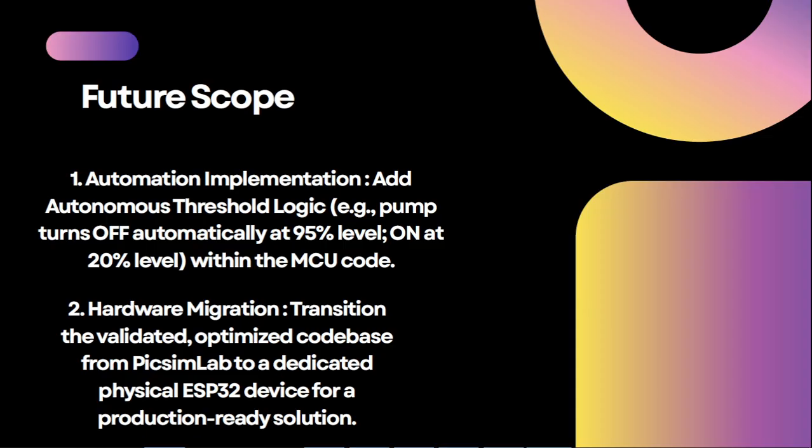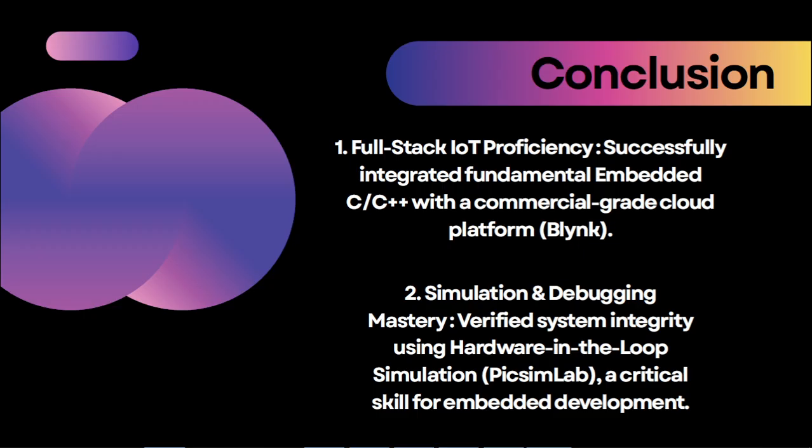And the second one is the hardware migration. The ultimate step is the transition of the validated, optimized code base from the PicsimLab simulation environment to a dedicated physical ESP32 device for a production-ready solution. These are the two main areas. And let's move to the conclusion.